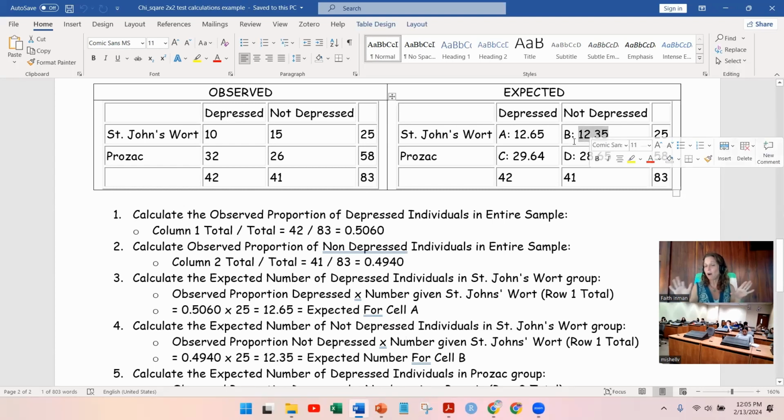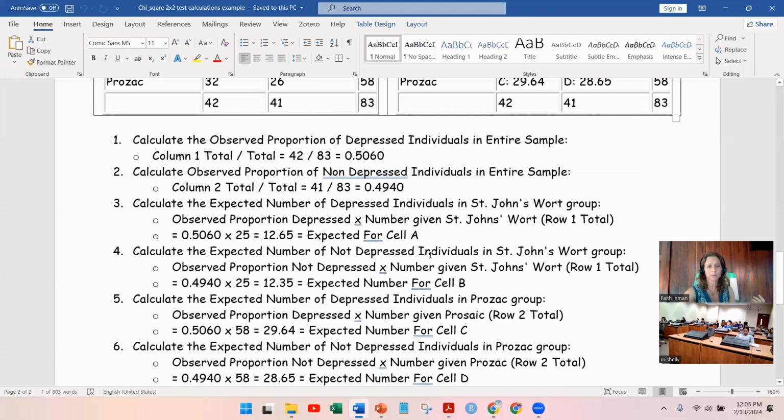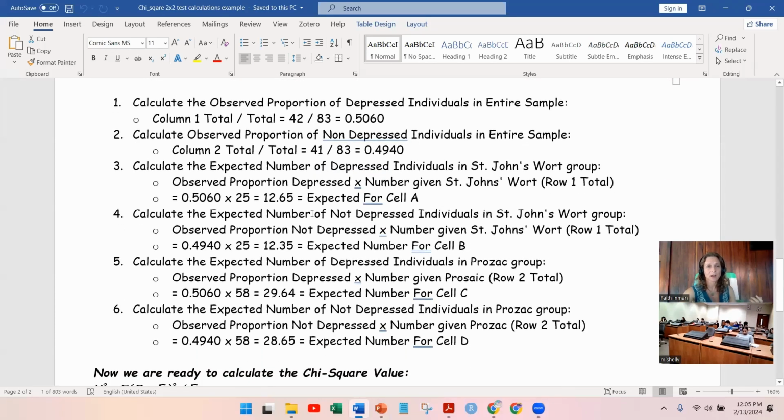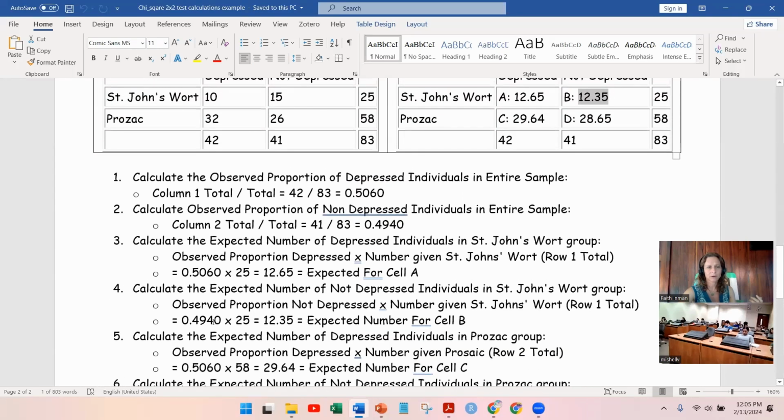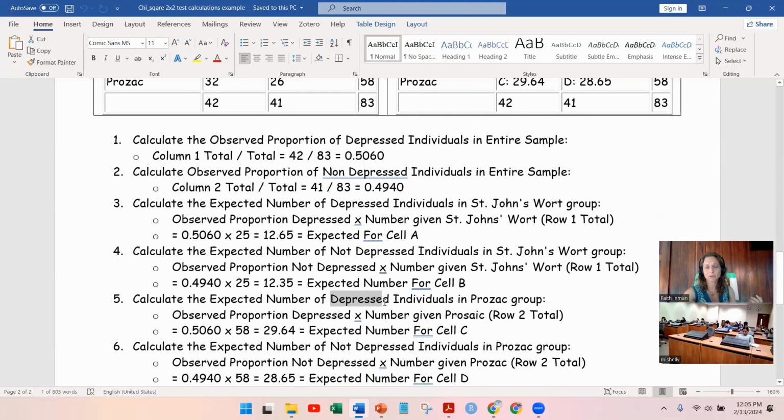So if there's nothing going on, then you would expect that just as many people who were given St. John's wort would be depressed as not depressed, given the total number of people at the end who were depressed versus not depressed. There'd be no association with St. John's wort or something else. And you do the same thing for the Prozac group. You calculate the expected number of depressed individuals in the Prozac group, which is your observed proportion of depressed times the number given Prozac.